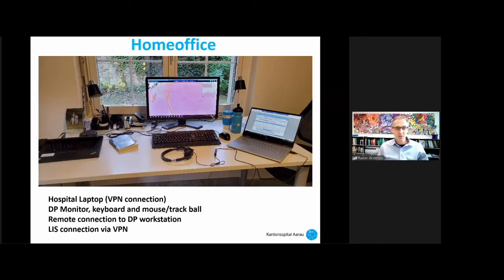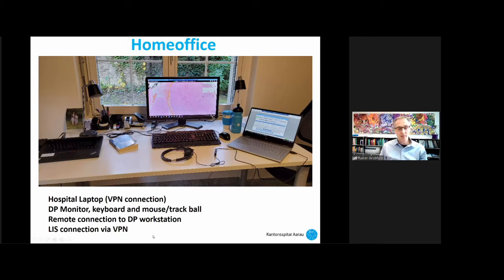So most importantly, in the pandemic, we have been able to set up a home office workplace for pathologists. And what really sounds so easy wasn't that easy at all. So finally, we ended up in a very, very simple solution that works with a hospital laptop with a VPN connection. Of course, we provide a DP monitor if this person does not have such a suitable monitor at home, along with maybe a trackball or some input device to work smoothly, and a remote connection to the DP workstation.